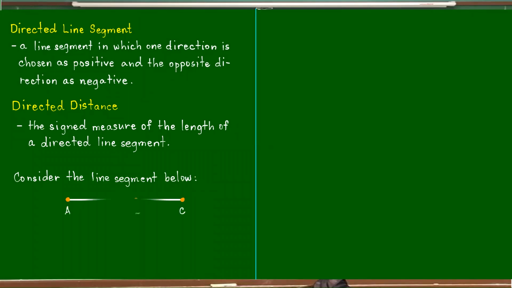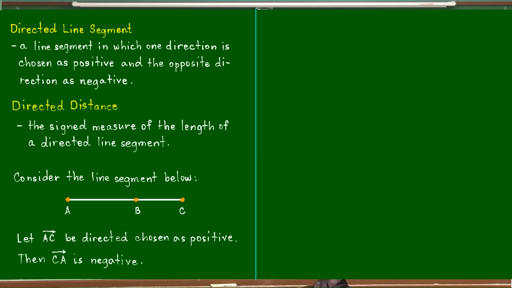Let us consider the line segment below with points A, B, C, with A at the left endpoint and C at the right endpoint, meaning B is in between. If we're going to consider the directed line segment AC as positive, then the directed line segment CA is negative. If a line segment is directed, you're going to put an arrow on top. That is our notation that we are going to use in directed line segments.